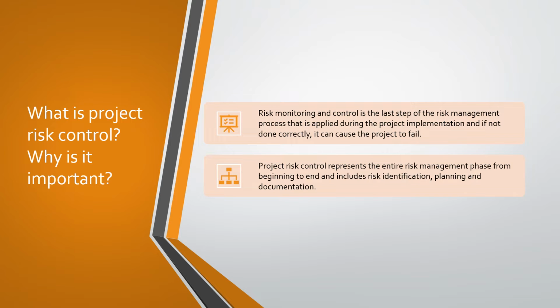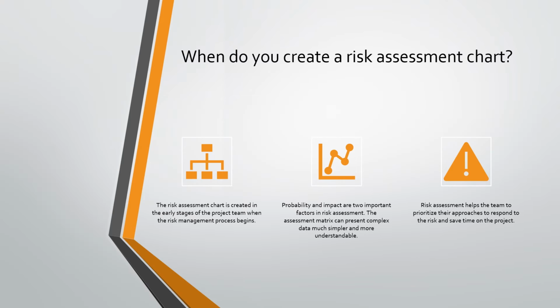What is project risk control? Why is it important? Risk monitoring and control is the last step of the risk management process that is applied during the project implementation, and if not done correctly, it can cause the project to fail. Project risk control covers the entire risk management phase from beginning to end and includes the risk identification, planning, and documentation.